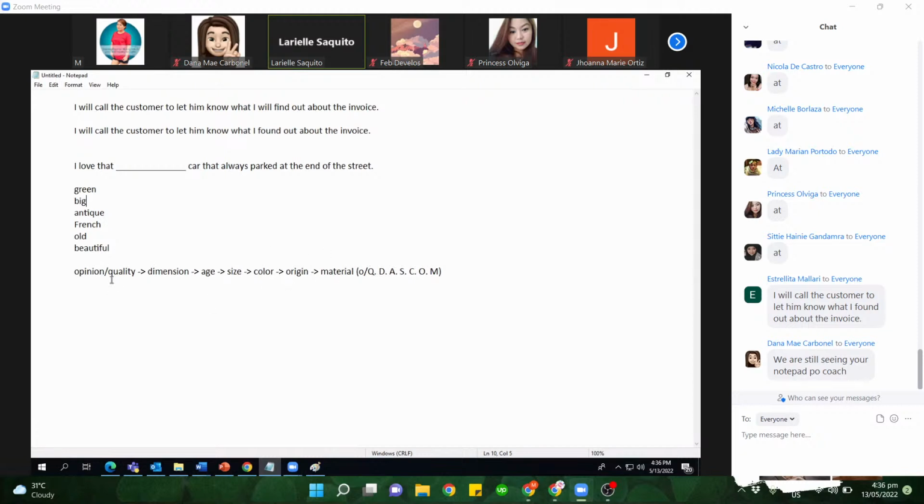Opinion or quality first, followed by dimension, followed by age, followed by size, followed by color, followed by origin, and then lastly will be followed up by the material.